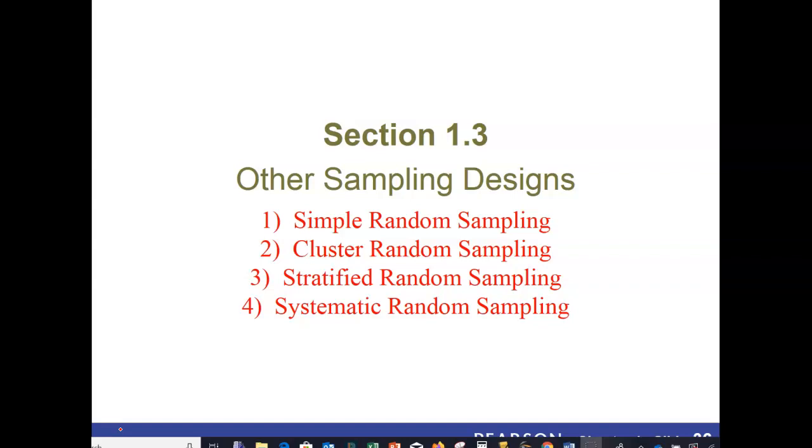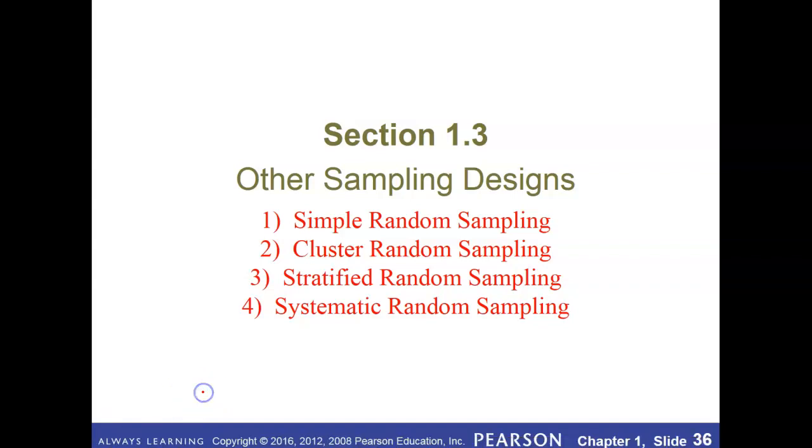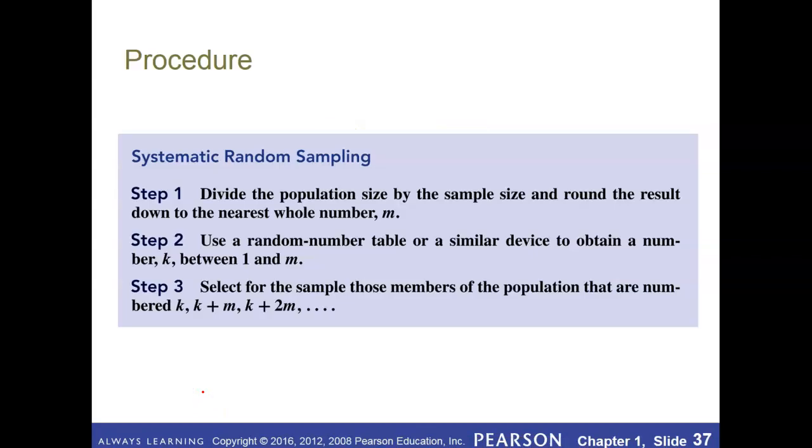So the first one that we're going to do is systematic random sampling. This is where you divide the entire population size, like we had 100 rectangles, by the sample size. Our sample size was going to be 5. So we took the population size of 100, divided it by 5, and got 20. And so our M would be 20.